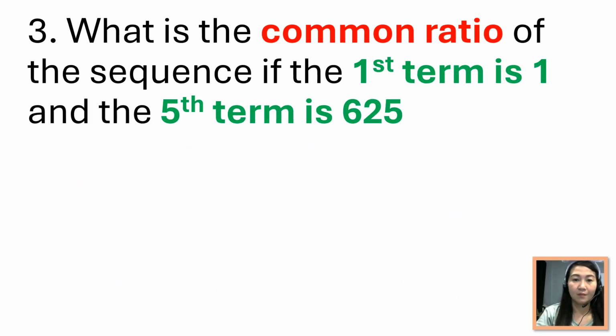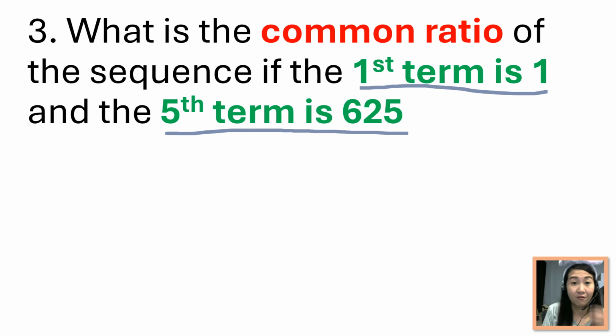Let's now have our last example, which is example number 3. So, what is the common ratio of the sequence if the first term is 1 and the fifth term is 625? So, let's have our 3 steps.